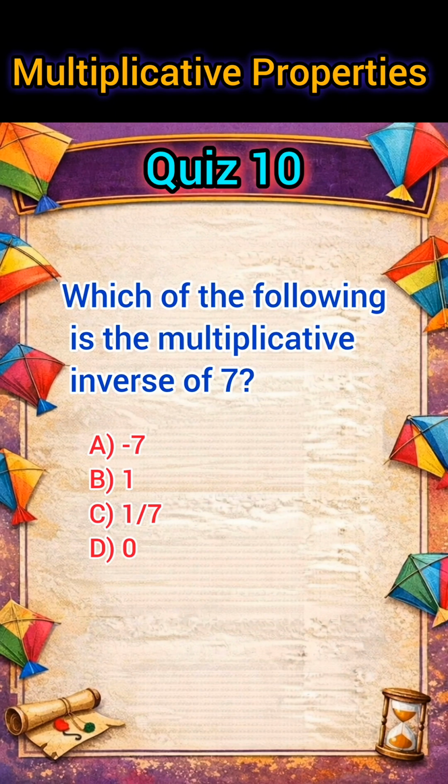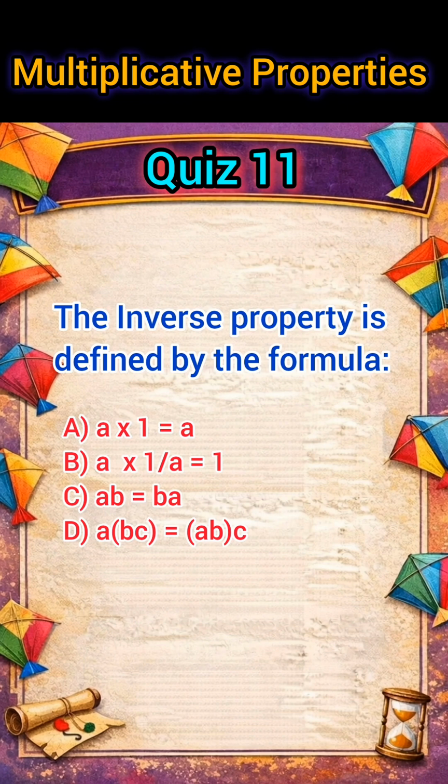10. Which of the following is the multiplicative inverse of 7? A. -7. B. 1. C. 1/7. D. 0. 11. The inverse property is defined by the formula A. a × 1 = a. B. a × 1/a = 1. C. a × b = b × a. D. (a × b) × c = a × (b × c).